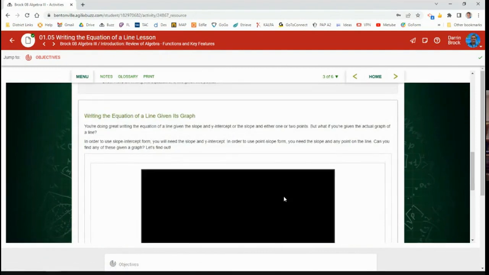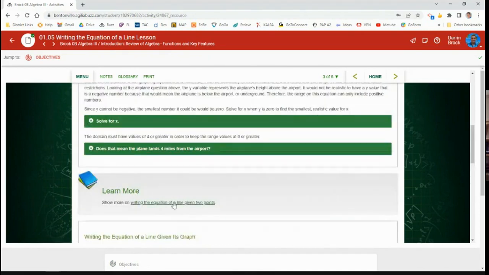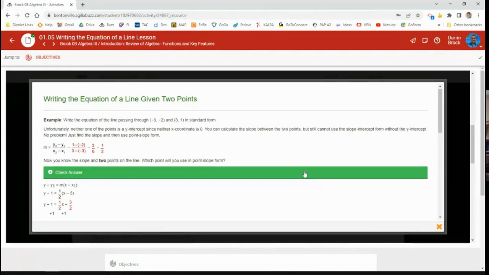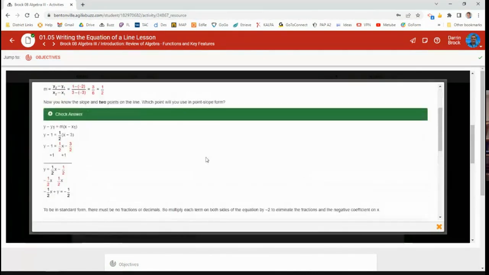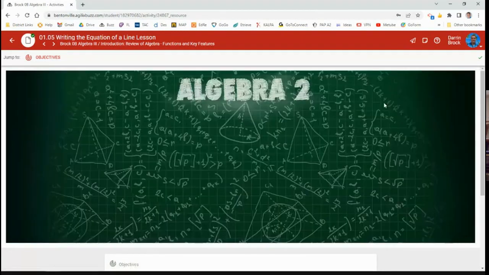There's another video on page 3 that's 1 minute and 3 seconds. Here's more on writing the equation given 2 points. Another example right there where it gives you 2 points. It talks about doing that. We can check your answer. All right. But after the lesson summary, that's when you find the more practice problems.